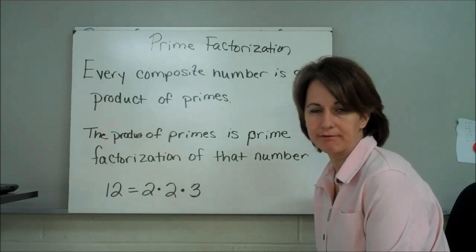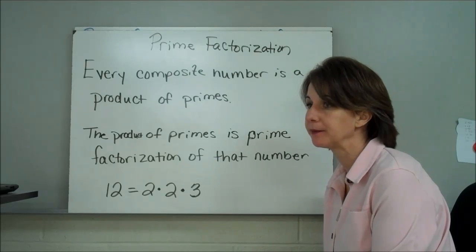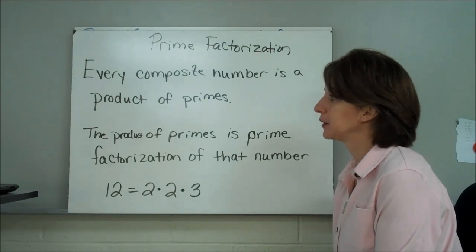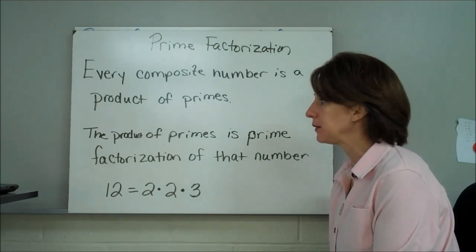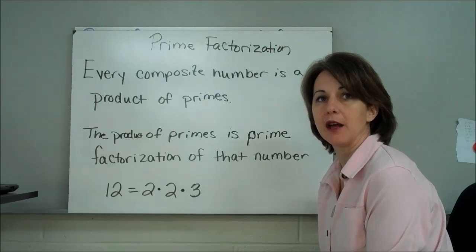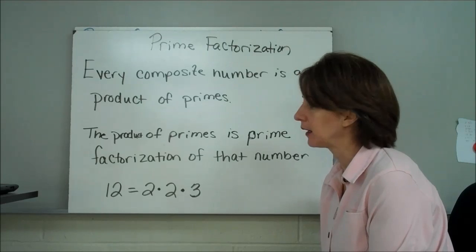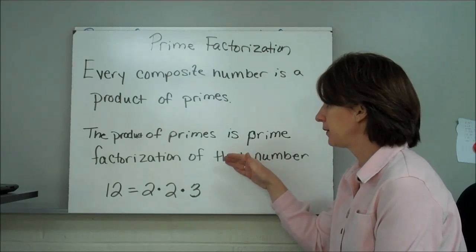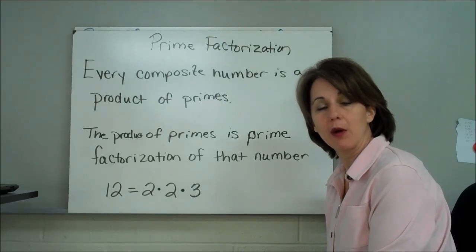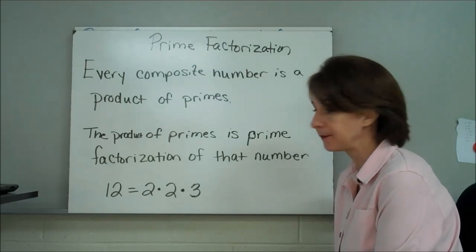Prime factorization is the next step after knowing which numbers are prime and which numbers are composite. You discovered in class that every single composite number is a product of primes, which means that every composite number is made up of a set of prime numbers that you can multiply and end up with the composite again. The product of primes is the prime factorization of that number. So once you figure out what prime numbers make up that composite number, you call it the prime factorization.